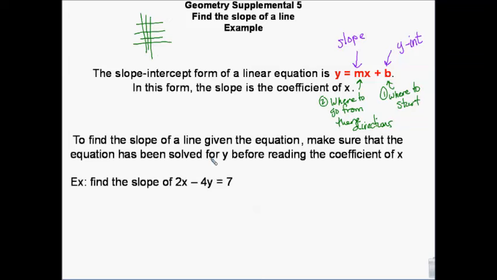So we want to start with putting this into the right format. So we want to turn this into y equals mx plus b, where m and b, this is a number and this is a number. So what we're going to do is we're going to rearrange. And I have 2 ways to kind of go about this. So we'll start with method 1.